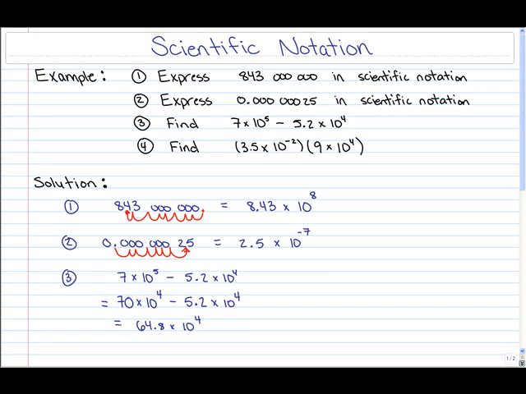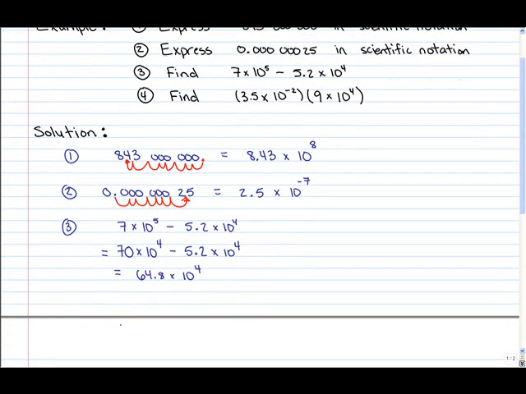However, that answer isn't written in proper scientific notation. Proper scientific notation states that this value here has to be a number between 1 and 10. So we need to just move this decimal place over 1 unit to the left. And so if I'm moving my decimal place over 1 unit to the left, what I'm going to do is add 1 to my exponent, so it becomes 10 to the power 5.